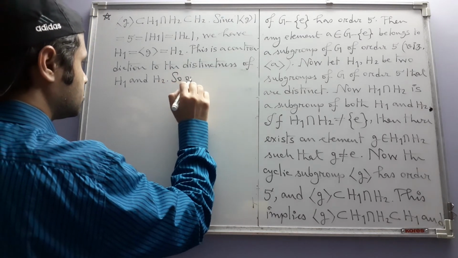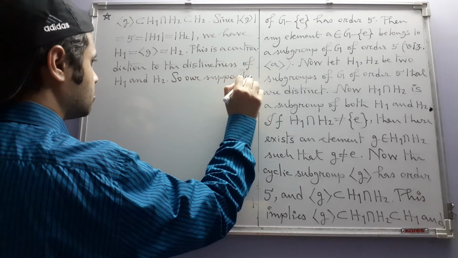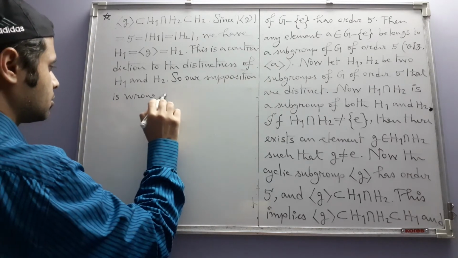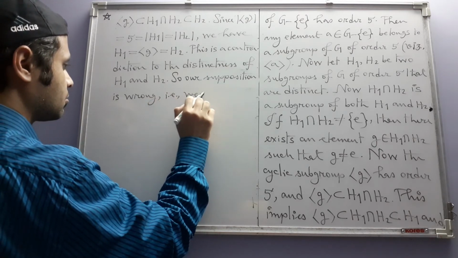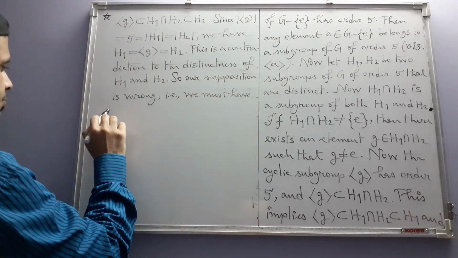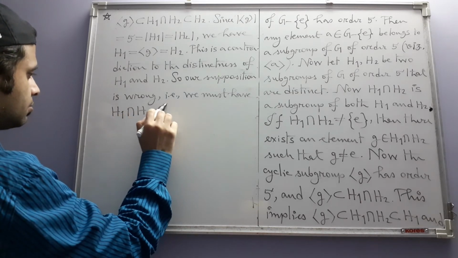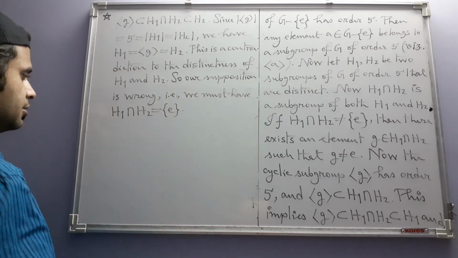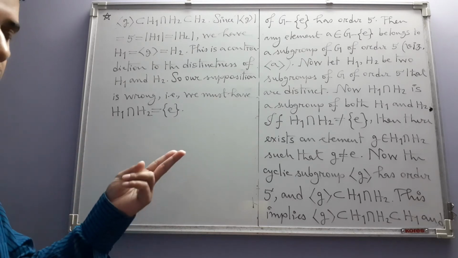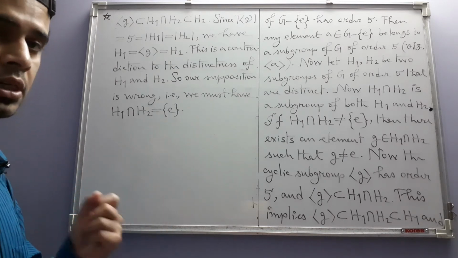So our supposition is wrong, that is, we must have H1 intersection H2 equal to identity. So if we have two distinct subgroups in G, each one having order 5, then they intersect trivially, only at the identity element.